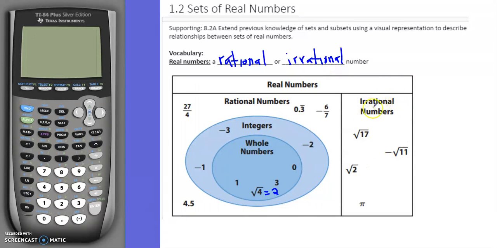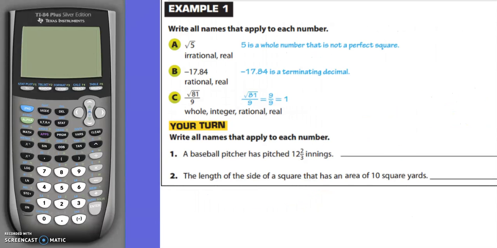So let's talk about irrational. Irrational numbers cannot be written as a fraction. So irrational can't make a fraction. So with the square root of 17, it's just an irrational number. Negative square root of 11 is just irrational. Square root of 2 is irrational. And pi is irrational. Alright, so let's take a look at some questions.